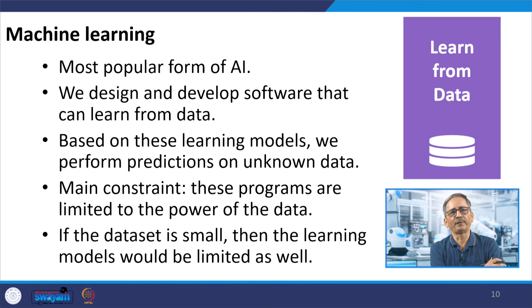Let us come to the first one, machine learning. It is the most popular form of AI, and here basically we are learning from the data. You have a lot of data, and from that data the machine learns. So, we design and develop software that can learn from data, and based on this learning model we perform prediction on unknown data. The main constraint here is that these programs are limited to the power of the data. Naturally, if your data set is small, then the learning model is also going to be limited.